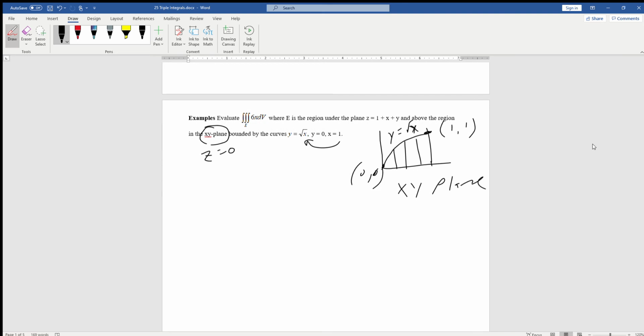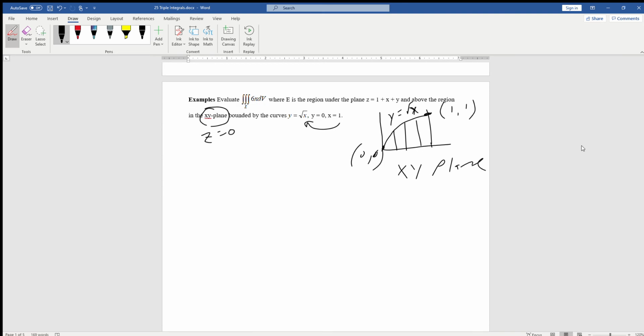So here's going to be our triple integral for this particular problem, and then we're going to have to evaluate. So we have the integral, and now we're going to go dz, dy, dx. So let's do x first. Since it's going to be a type 1 region, that means y is going to range from 0 to root x, and x is going to range from 0 to 1. So now we can go ahead and set it up. So we have 0 to 1.